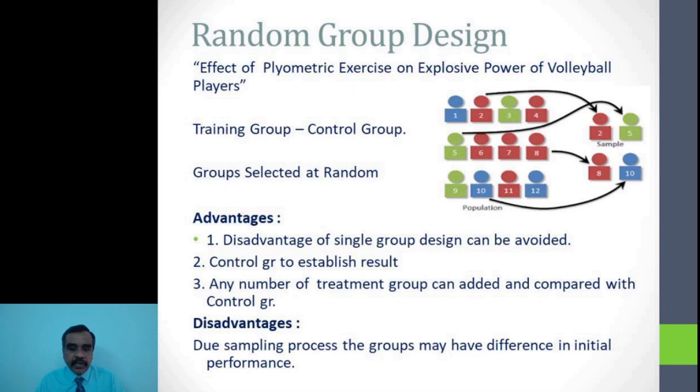Disadvantage. Due to the sampling process, the groups may have differences in the initial performance. We are using random sampling, so there may be an initial difference in the selection of subjects to the groups. Sometimes due to random sampling, the possibility of very good players may go into a particular group and the poor players may go into the other group. So random group sampling may sometimes give an initial difference in the performance. It will affect the entire result of your study. This is called as the disadvantages of the random group design.